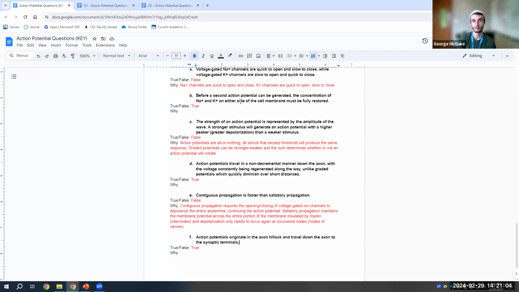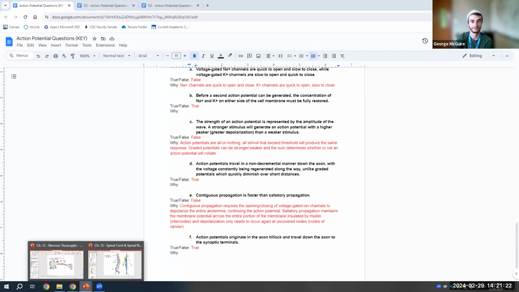I hope for those of you that did work through this and use this practice, I hope that was helpful in kind of putting these things in order and identifying some of the bigger differences between graded and action potentials and some of the main ideas of how action potentials work. So yeah, thanks for participating.